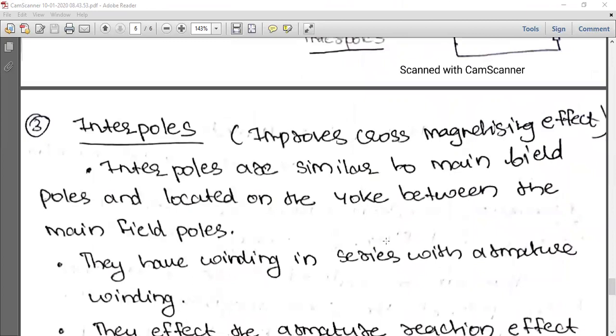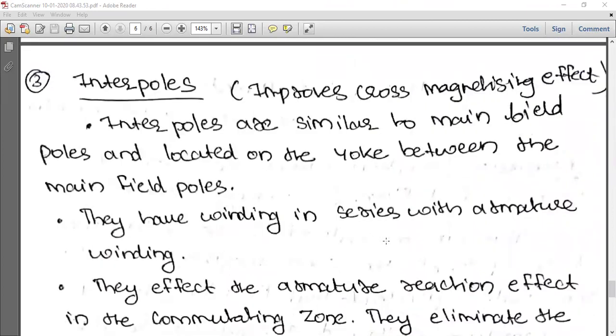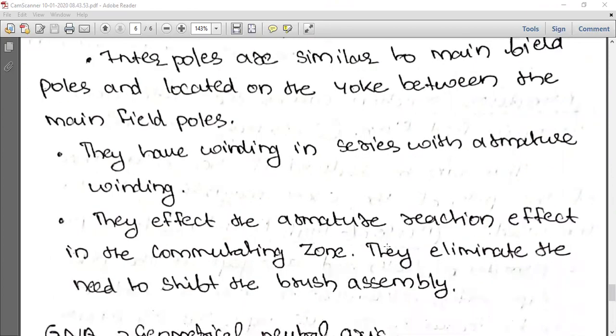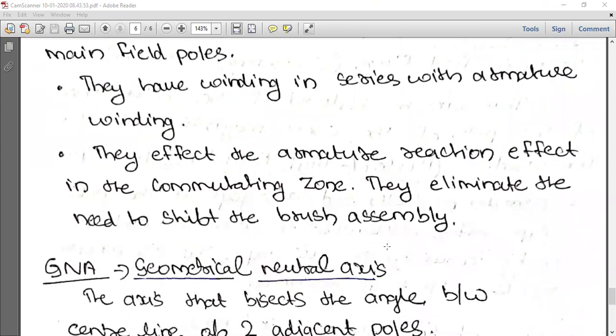And now we have the interpoles. Interpoles are used to improve the cross magnetizing effect. They are similar to the main field poles and located on the yoke between the main field poles. They have a winding in series with the armature winding. They affect the armature reaction in the commutating zone. So they eliminate the need to shift the brush assembly. The brush assembly need not be shifted, so GNA and MNA can coincide, the brushes can stay where they are, and we can avoid sparking.